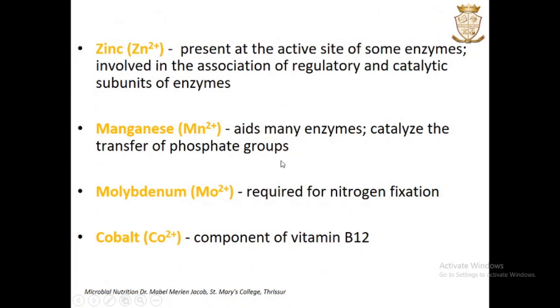Among micronutrients, zinc is present at the active site of some enzymes and is involved in the association of subunits of enzymes. Zinc Zn2+, manganese Mn2+ aids many enzyme activities, again catalyzes the transfer of phosphate groups. Molybdenum MO2+ is required for nitrogen fixation. Cobalt CO2+ is a component of vitamin B12.